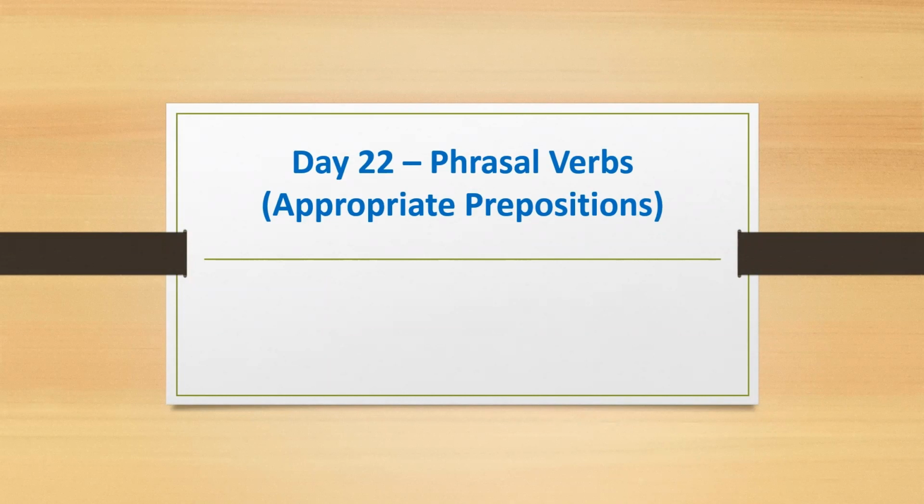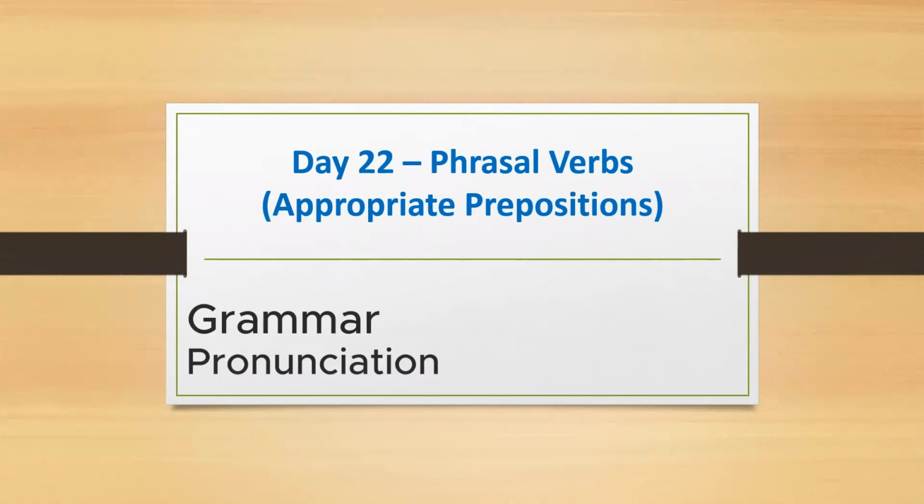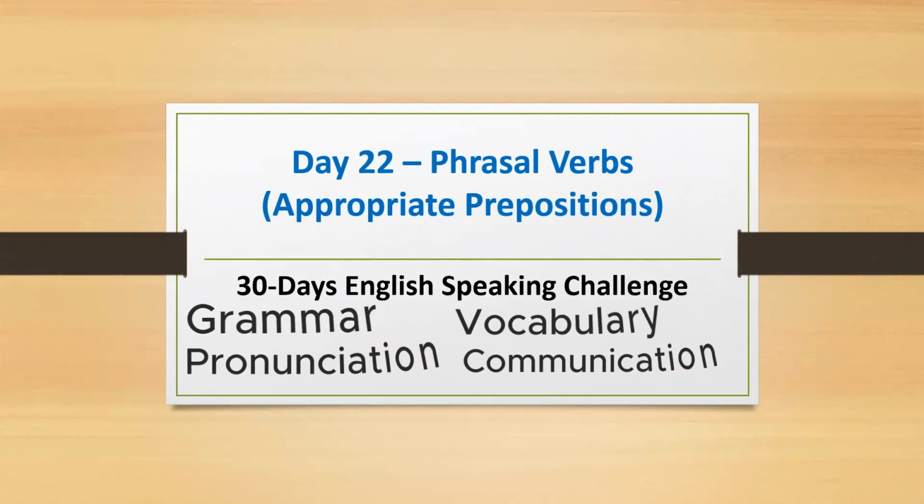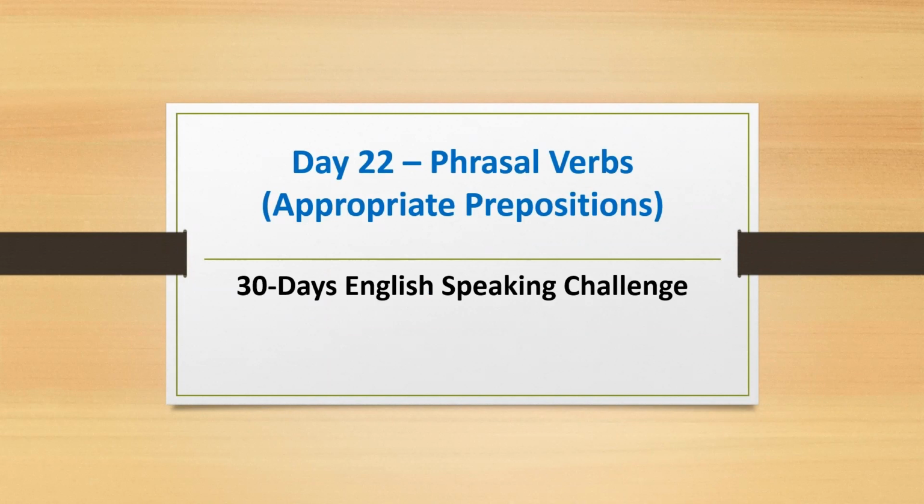In order to speak fluent English and express yourself in the best way, you have to understand and practice important aspects of the English language like grammar, pronunciation, vocabulary, and communication. In our course, 30 Days English Speaking Challenge, these aspects are explained in detail with examples. In this video, you will learn phrasal verbs, also known as appropriate prepositions in English.